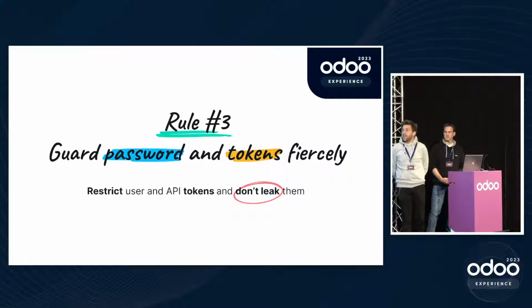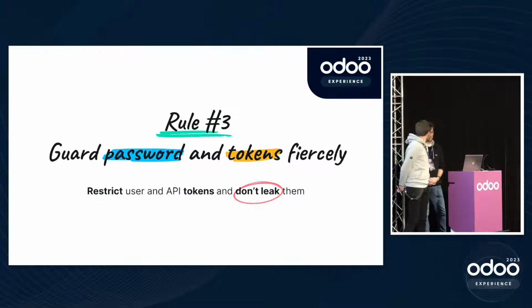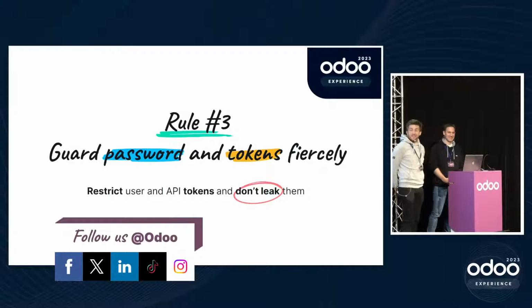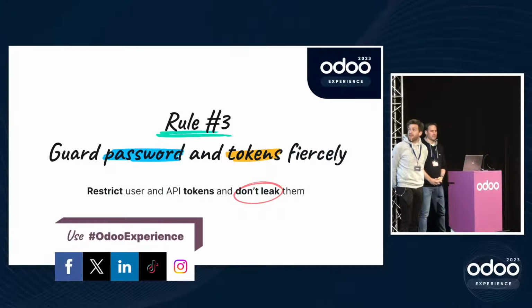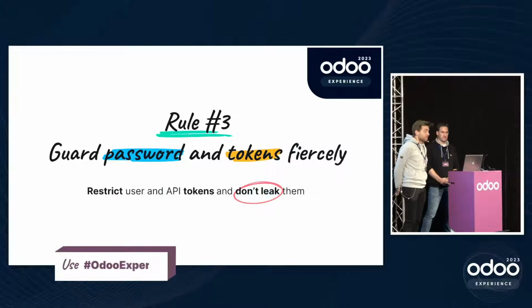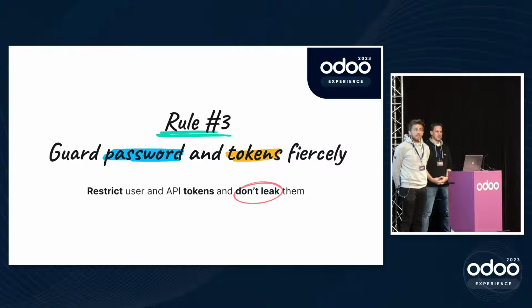Rule number 3 looks dumb, but you will see that this can be really damaging as well. So it's: guard passwords and tokens fiercely. What it means is that in some of your models, you are adding tokens, passwords. The best example is, for instance, a payment provider. You would store the client secret of the payment provider in your database, and then you do not protect it enough. Portal users could access those secret keys and use them to make payments on your behalf.